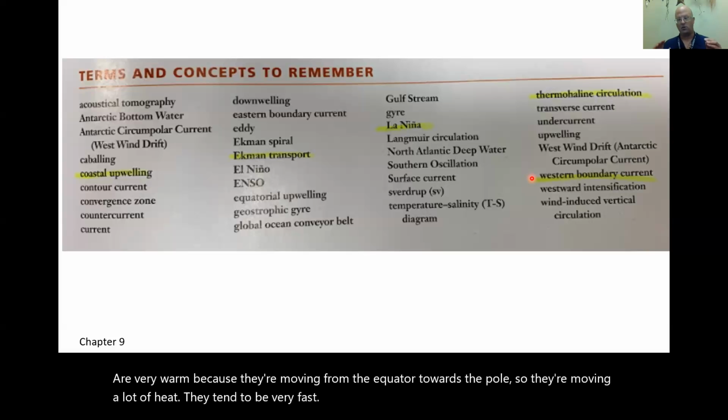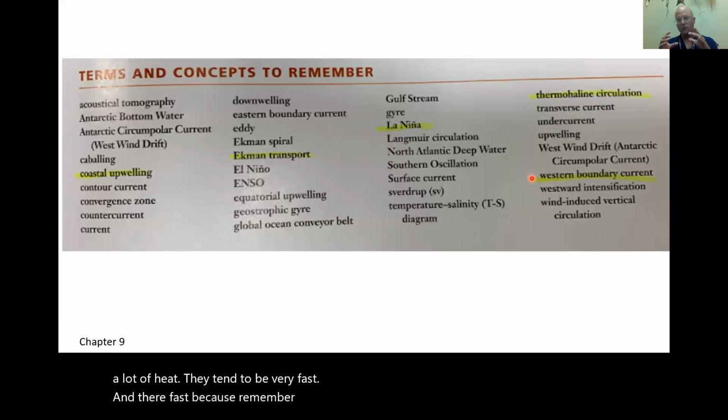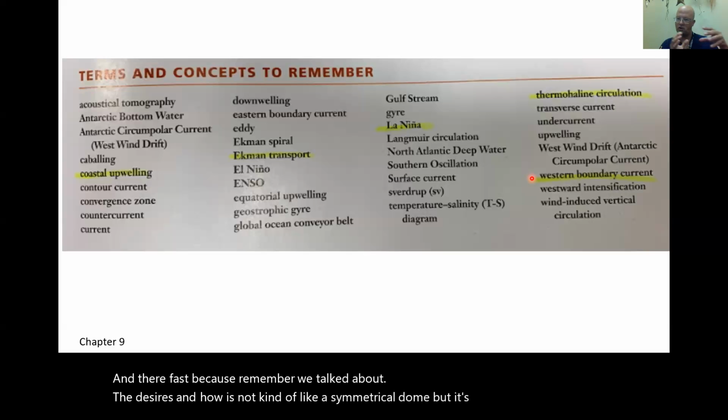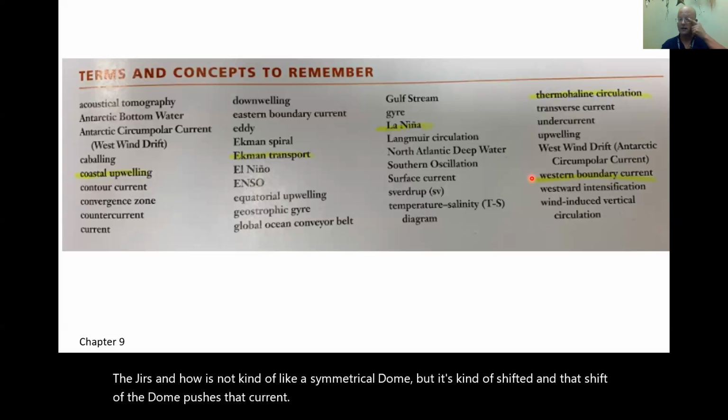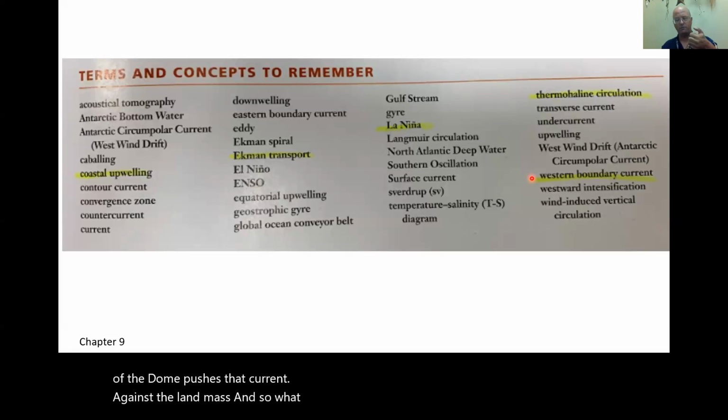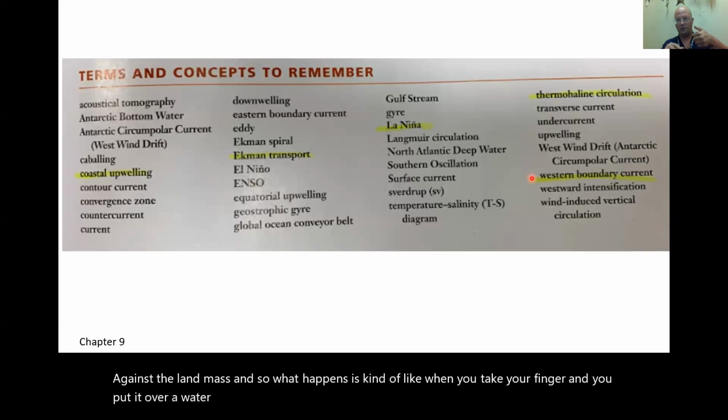And they're fast because remember we talked about the gyres and how it's not kind of like a symmetrical dome, but it's kind of shifted. And that shift of the dome pushes that current against the landmass. And so what happens is kind of like when you take your finger and you put it over a water hose, right? It goes from flowing a little bit to going really fast, right?